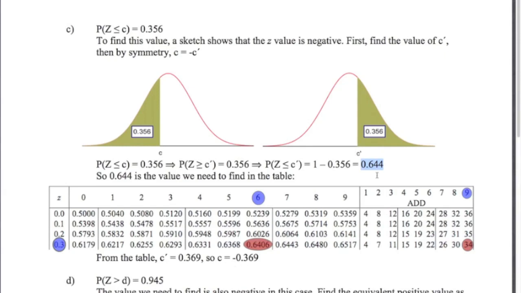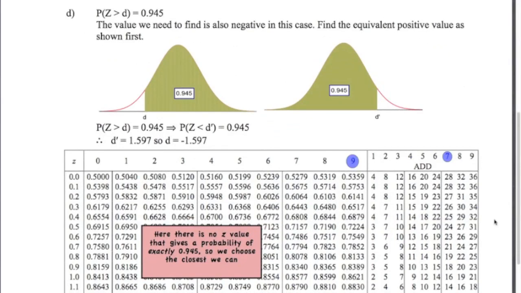Okay, so we look for 0.644 in the table. This is too big, 0.6443, we're over. 0.6406 is the closest one underneath there, and we need another 34 onto there to make up to 0.644. There it is right there. So we read off our z value, 0.369, which is the z value we're looking for, c dash. So the answer for c is negative 0.369.